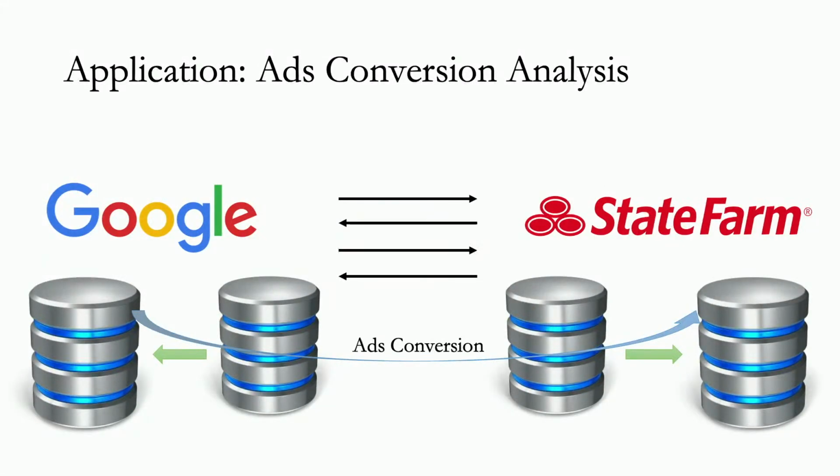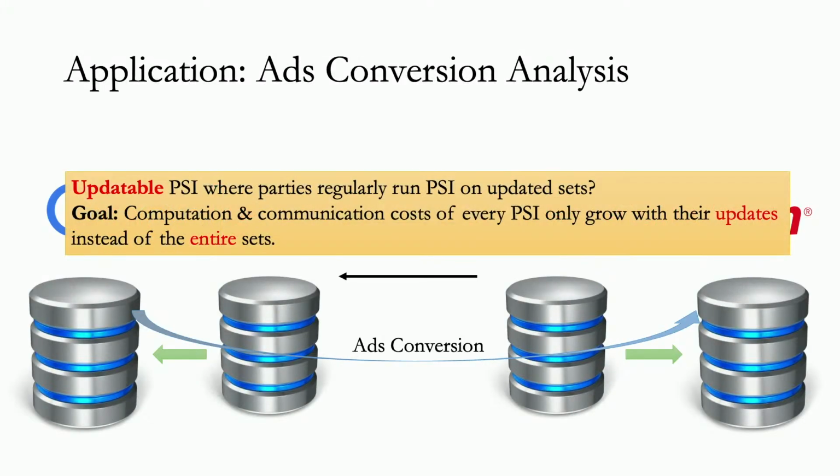And more generally, it's not just in this application. In many of the other applications that I mentioned, sets are evolving over time, and people are regularly running PSI on these evolving sets. So this leads us to this natural question whether we can achieve some sort of updatable PSI, where parties regularly run PSI on updated sets. Our goal here is to make both computation and communication costs of every PSI only grow with the small updates rather than the entire sets.